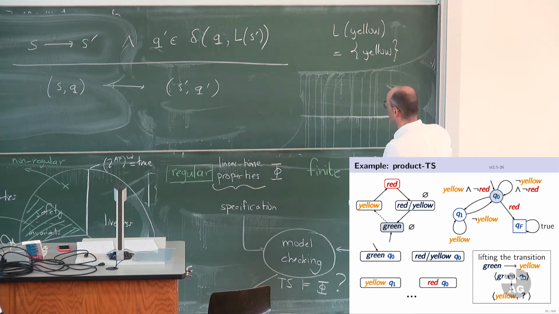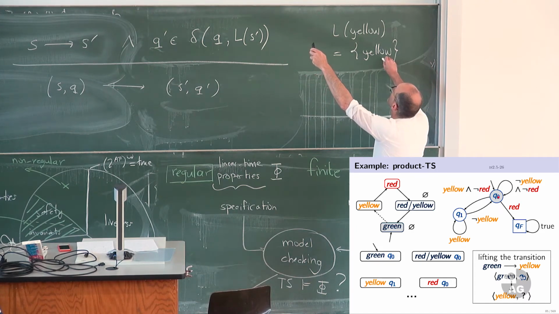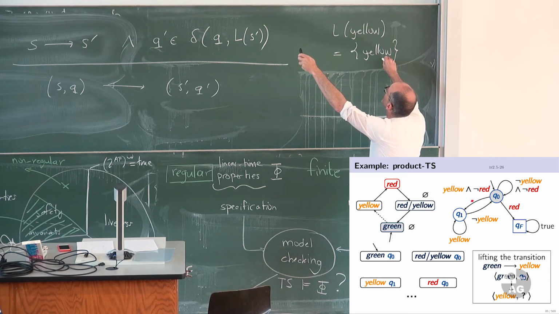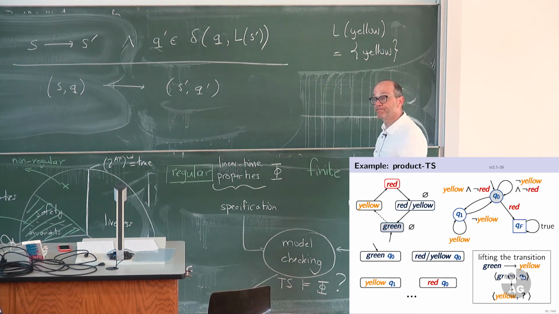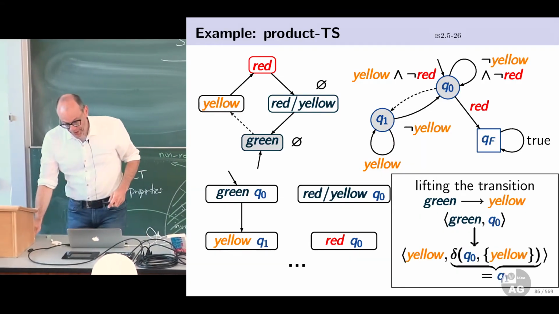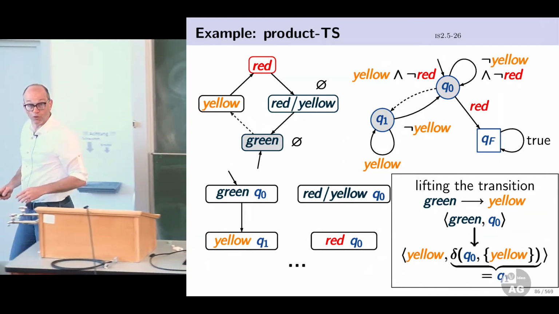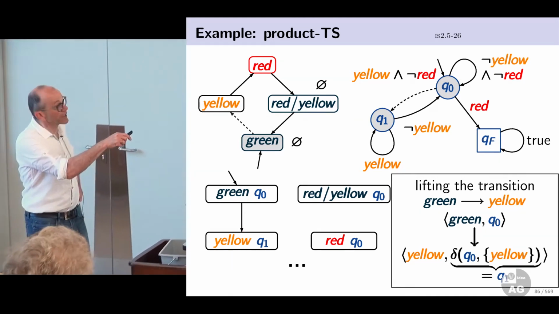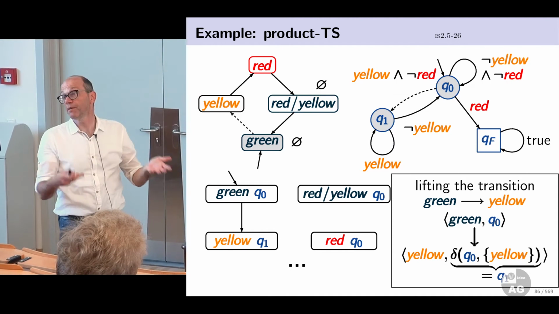Now feed it to this automaton. So we are in Q0. The next input symbol is yellow, this singleton set. That satisfies this criterion of this transition, and therefore we move to Q1. So what we get is a transition to Q1, and that's represented in the product like this. And this scheme continues.